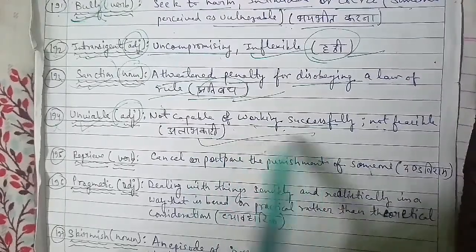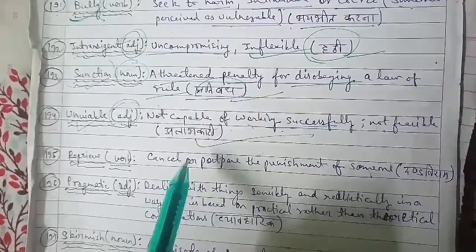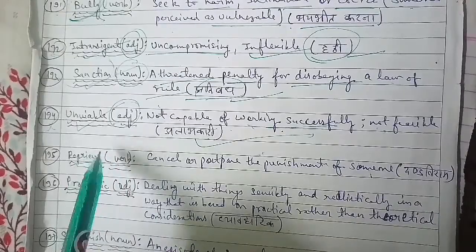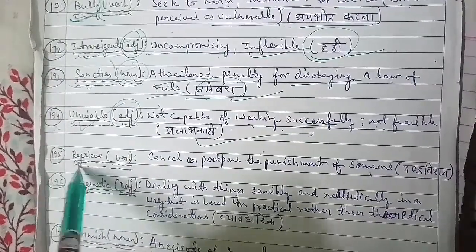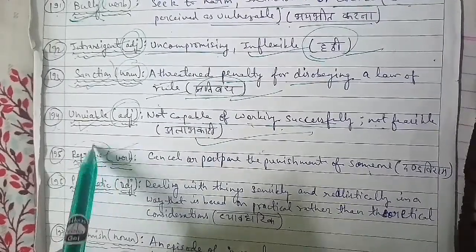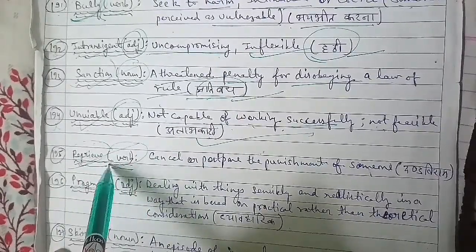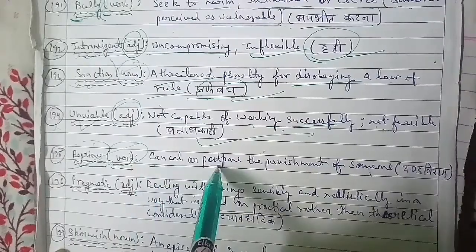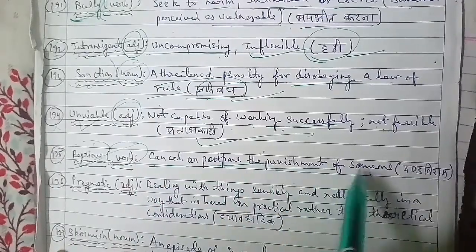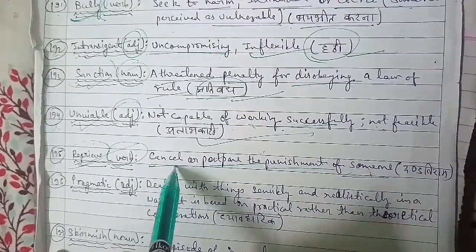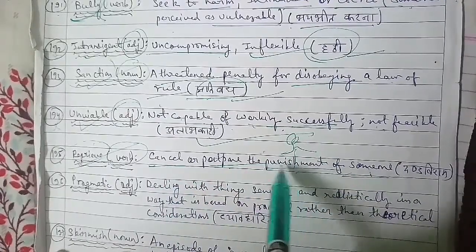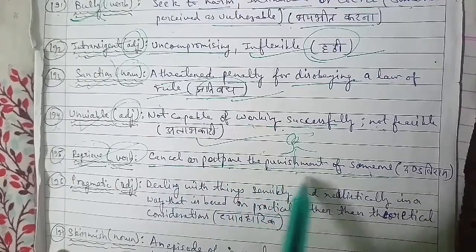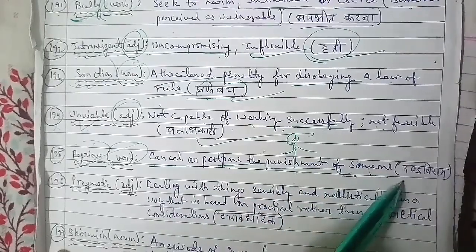Now moving on with the next word, the 195th, and that is reprieve. Reprieve is used as a verb, and the meaning of reprieve is to cancel or postpone the punishment of someone. If someone is getting punished and you cancel or postpone that particular punishment, so that the punishment pauses for some time, then of course you are using the word reprieve.